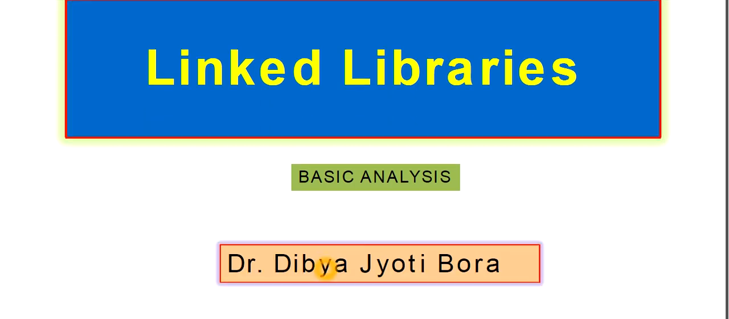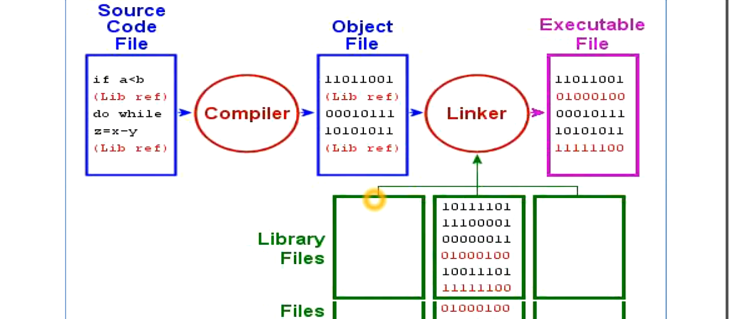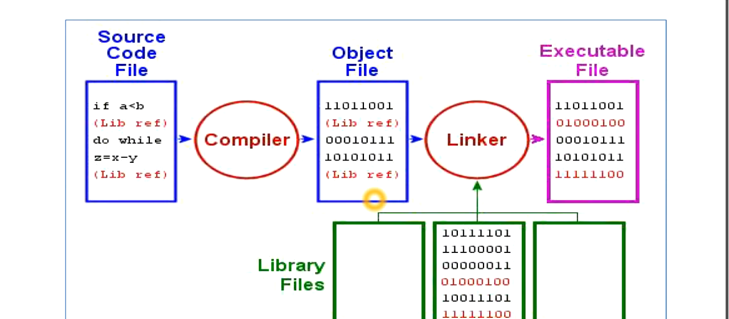Myself, Dr. Bora. At the very beginning of this lecture, I want to show you a picture. I hope you are all aware of the technical terms you will see in this big picture. This is the source code file. Then the compiler converts it into an object file. Then this is the linker, and different library files are linked here through the linker. Then you have your executable file.